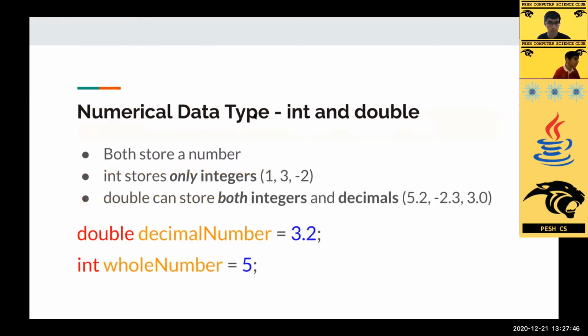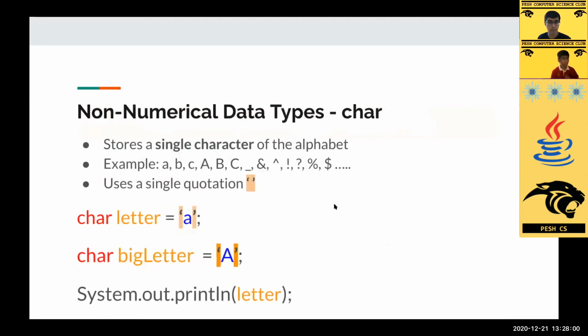So just to recap, we have two main numerical data types, int and double. They both store numbers, but int only stores integers, and double can store both integers and decimals, so like 5.2, negative 2.3, and 3.0. Now we'll take a look at chars in more detail.